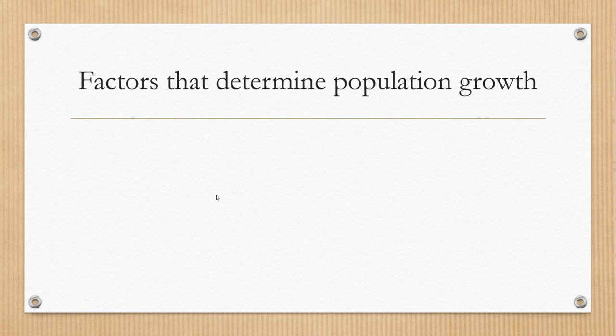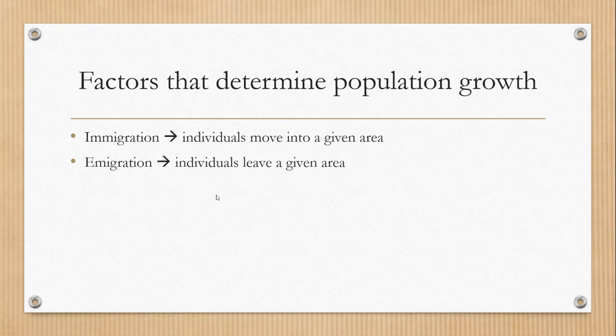Let's see, there's more factors that determine population growth. We have immigration. So that's when individuals move into a given area. And then we have emigration, which is when individuals are leaving a given area. So I think of like geese, for example, or no, geese are boring. Monarch butterflies, they will immigrate and come to a certain location. I don't even know off the top of my head where they like to go. And then when they're done, they will leave.